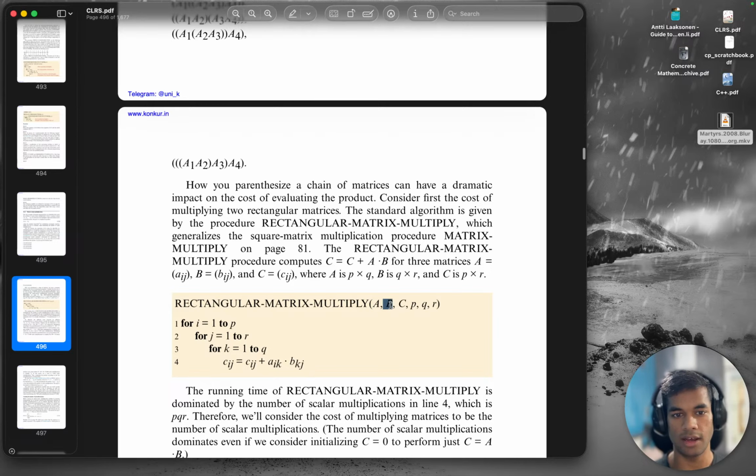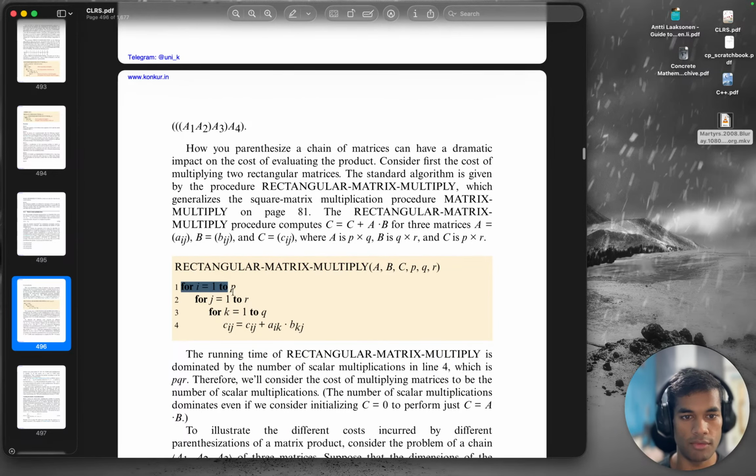First and second are going to be multiplied with each other. This matrix will store their product, and P, Q, and R are their dimensions. And here it is given that A is of dimensions P into Q, B is of dimensions Q into R, and then C must be of dimensions P, R. And it is of dimensions P, R, because only then it makes sense to store the product in C.